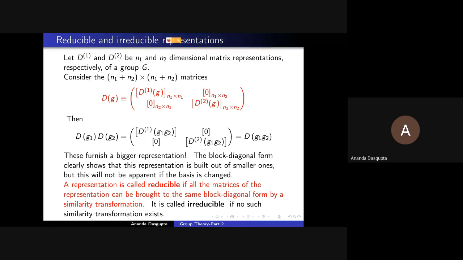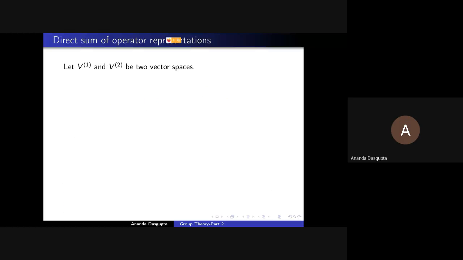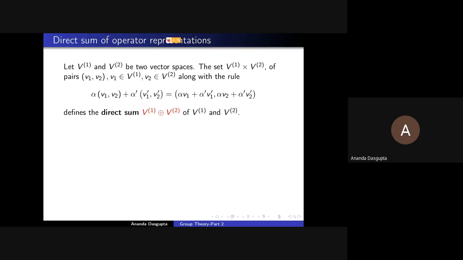Okay. But let me just quickly tell you what this means at the linear algebra level, not at the matrix level, but at the linear representation level. So we were talking of direct sum of matrix representations. Now we are talking of direct sum of operator representations, which are very similar. Here you have two abstract vector spaces, V1 and V2. And we can form a direct sum vector space, V1 plus V2.